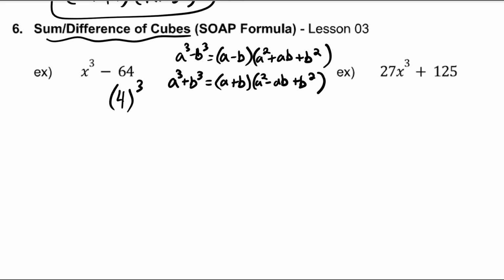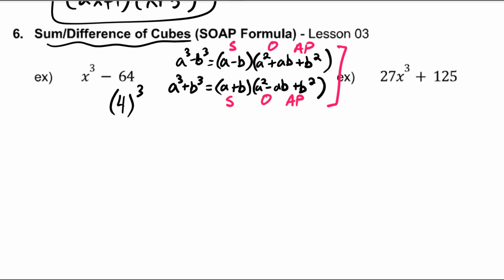Now there's a reason why I call these SOAP problems. If you notice, for the difference, I started with the subtraction sign, and the first sign I saw was the same. The second one was opposite of what I started with, but the last one is always positive. That works for addition as well. The first sign is the same as what I started with, addition. The next sign is opposite, and the last sign is always positive. So that's an acronym that might help you remember these, but at the end of the day, it's just going to be memorization. So in this case, my a could be x and my b could be 4.